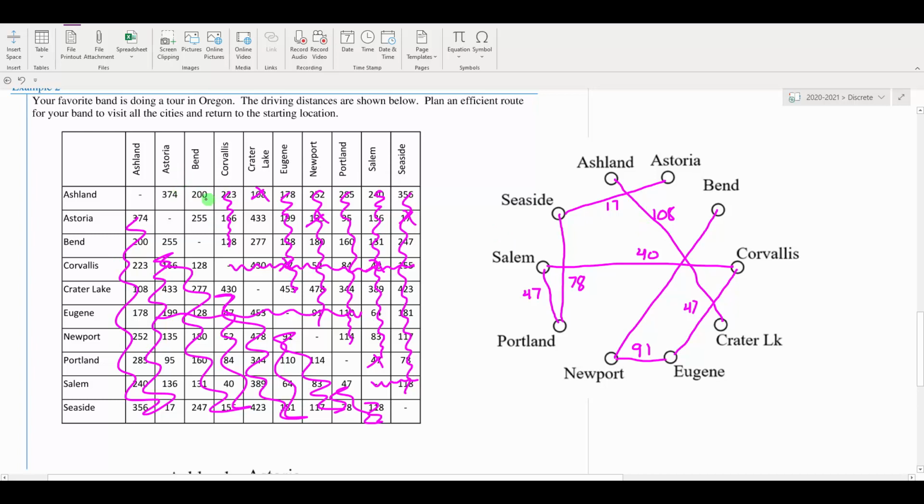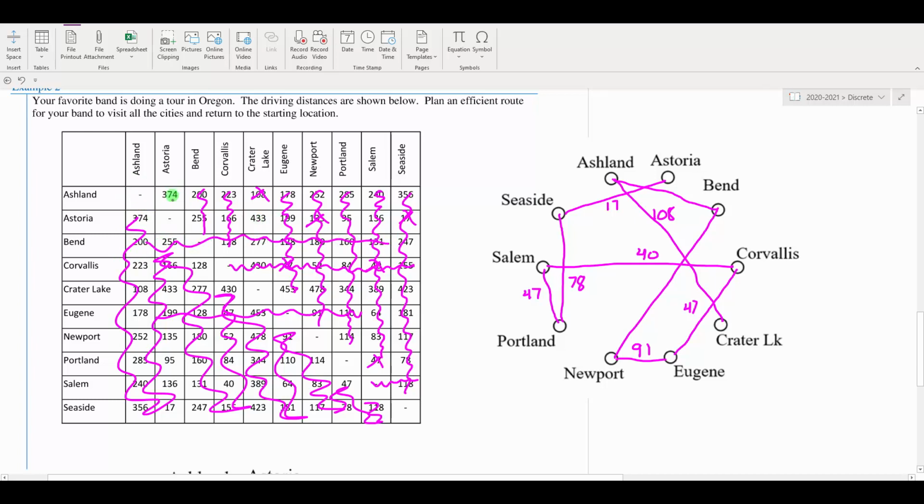Okay, so again, scan for the next shortest. I think it's going to be the 200. All right, so I'm at Bend. We're going to go to Ashland, and we can do that. They're both degree 1, but now they're both degree 2. Okay, so Bend and Ashland, done. And there's nothing over here for Ashland. And we can eliminate everything here.